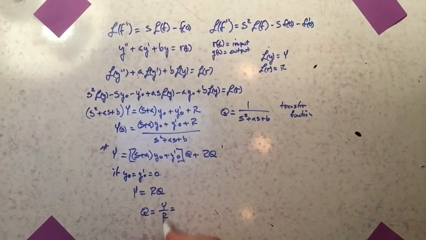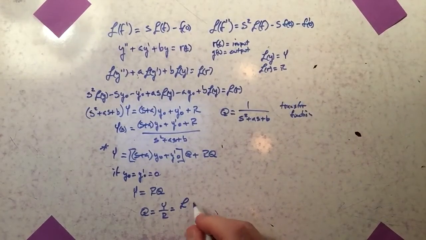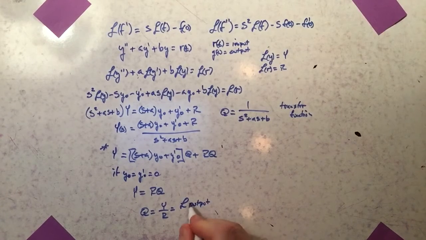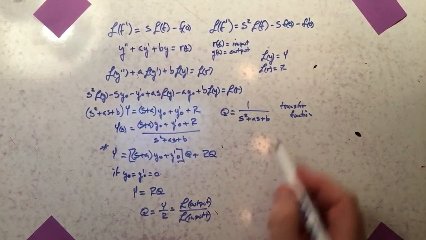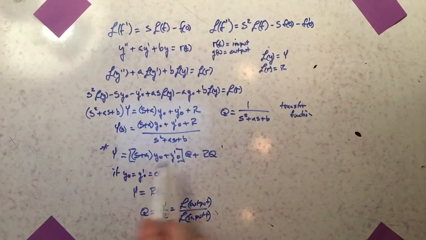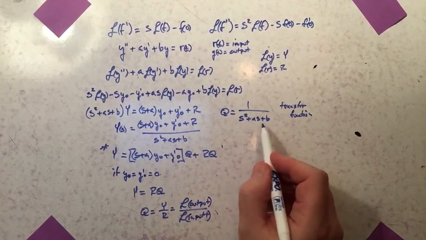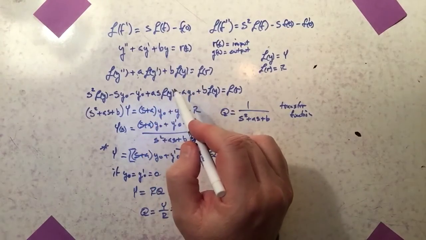And let's look at what that means, y over r. Remember, y is the Laplace transform of the function y, which is also called the output of the function. So it's the Laplace transform of the output over the Laplace transform of the input. And that's why they call q the transfer function, because it transfers from output to input. It's always of this form, that is, q is always going to be 1 over s squared plus as plus b. And you notice that that always comes from the original differential equation.